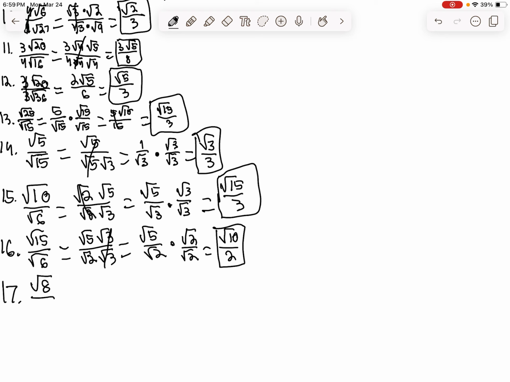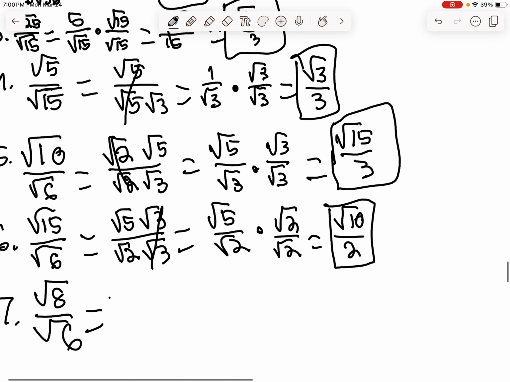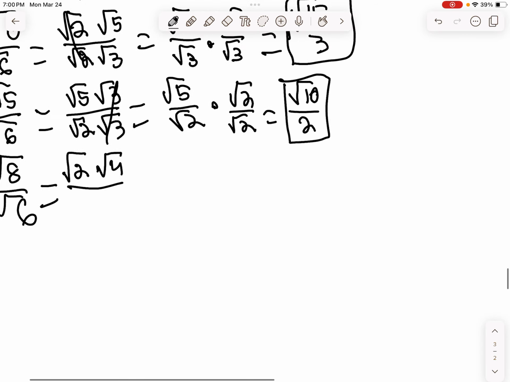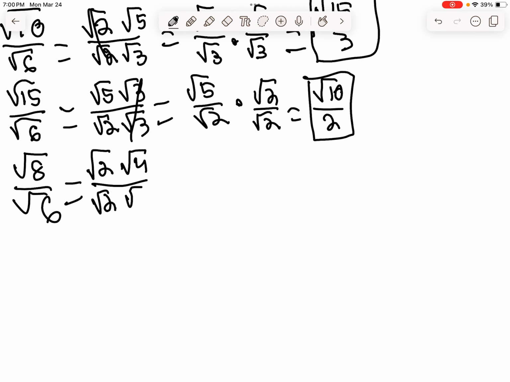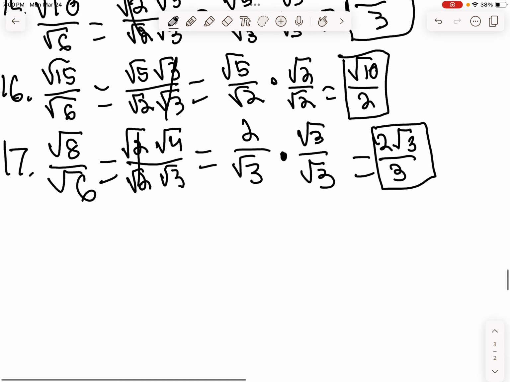Square root of 8 over square root of 6 is equal to, we can take out a 2 again, as we did for 15, I think. Yeah. Square root of 4, square root of 2, over square root of 2, square root of 3. That cancels out. Square root of 4 is just 2. So 2 over the square root of 3. Simplify. We get 2 times the square root of 3 over 3. That can't be simplified any further. Done.